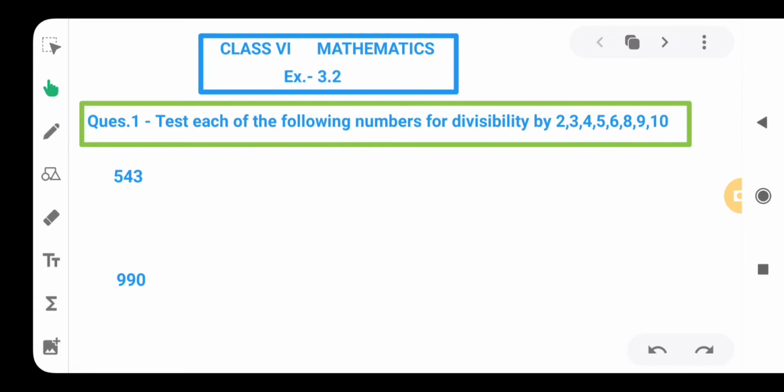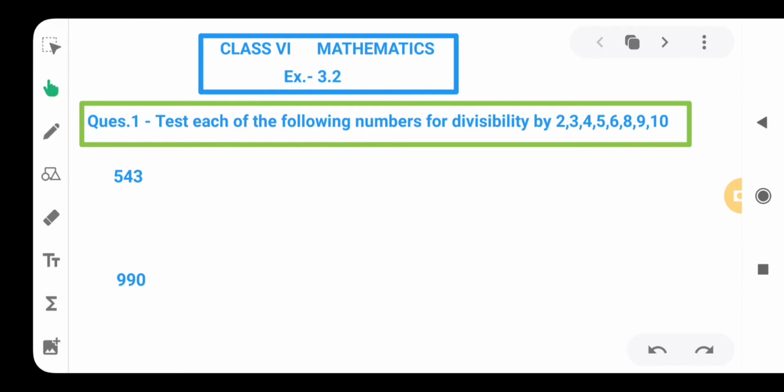So first question we are having: test each of the following numbers for divisibility by 2, 3, 4, 5, 6, 8, 9 and 10. So in this question we have to check whether the numbers that we are having are divisible by these numbers or not, or which number is the exact divisor of these numbers. Okay, so let us understand one by one.